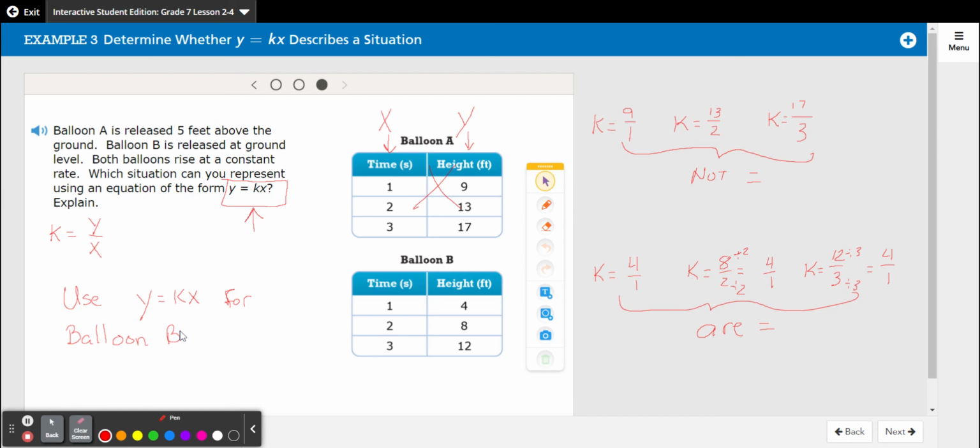Now, if I wanted to go one step further and actually write this equation, I would just substitute the k with 4 over 1. So this would be y equals, instead of the k, we'd put 4 over 1 x. And some of you are saying, well, can we just write 4 over 1 as 4? Yeah, you can. So y equals 4x would be the actual equation. All right, guys, hope that helps.